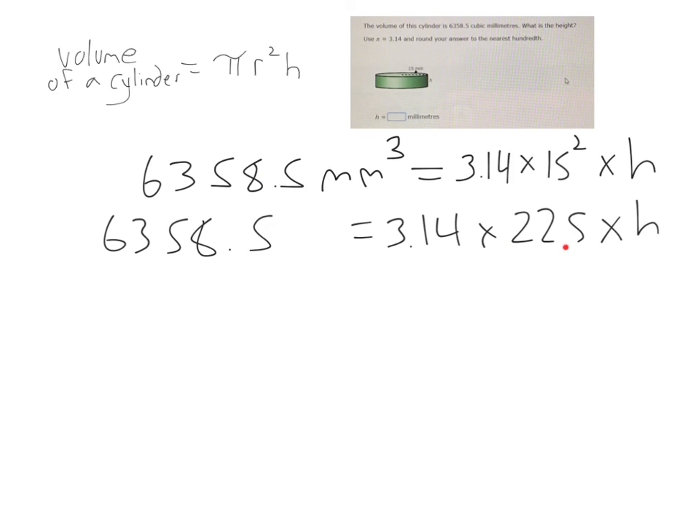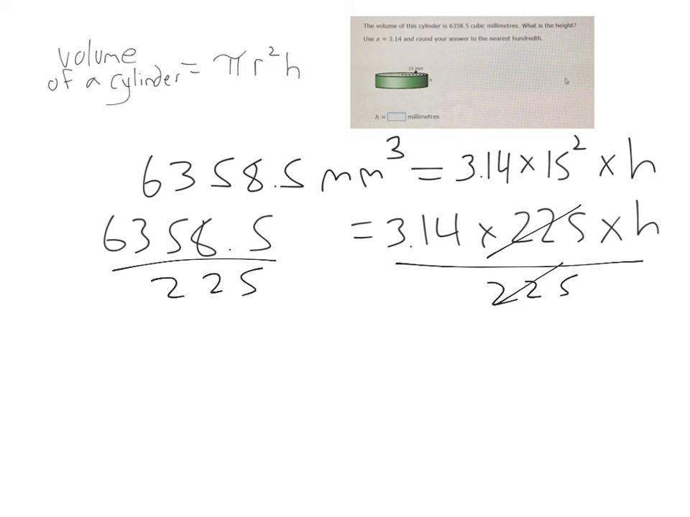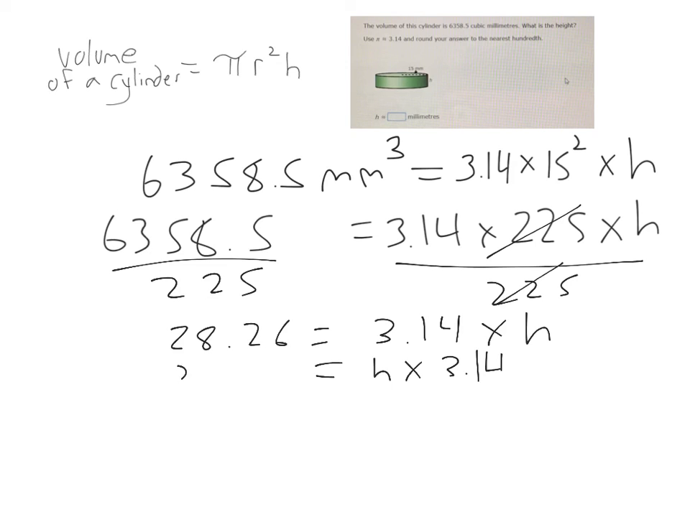I'm going to start by dividing by this number because this is multiplication. I'm going to divide by 225, divide by 225, cancels out here. I'll do that on my calculator. 6,358.5 divided by 225. So that equals 28.26. Then we have left here 3.14 times the height. I'm just going to switch those around, times 3.14. We can do that. We know that from our algebra.